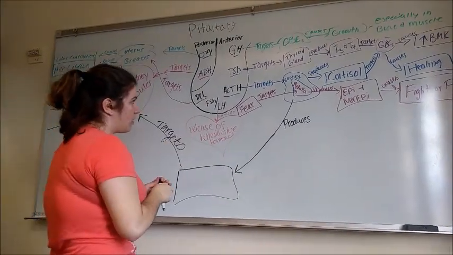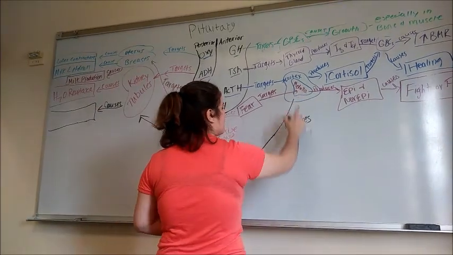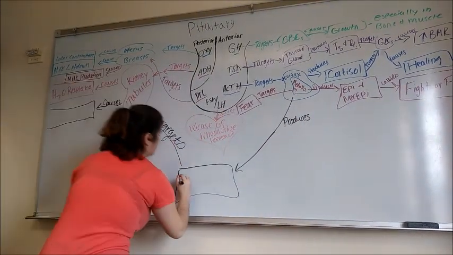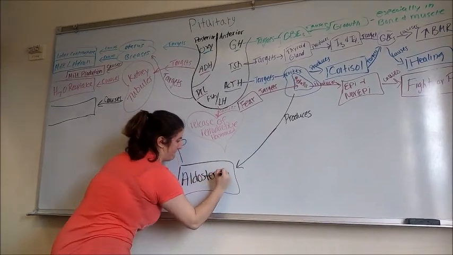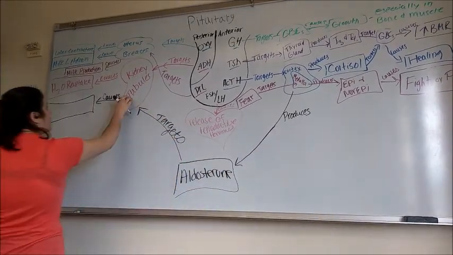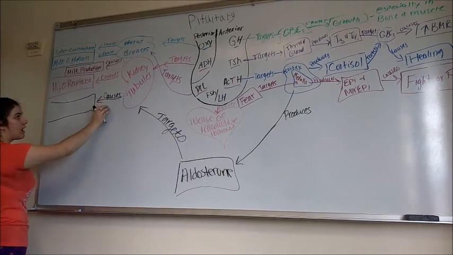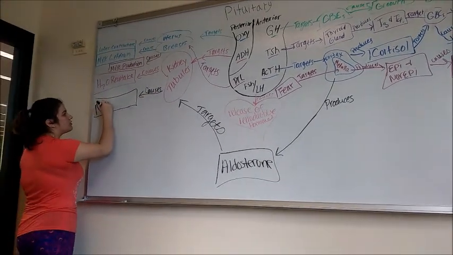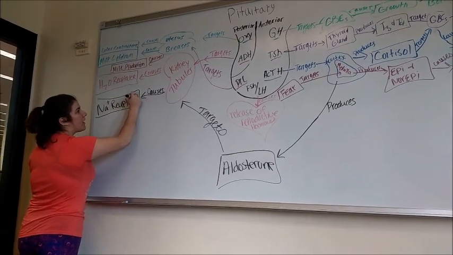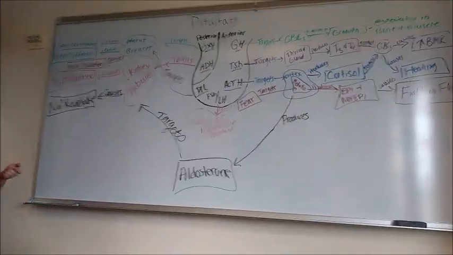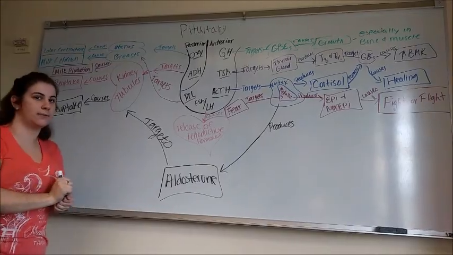Lastly, the adrenal cortex also produces aldosterone, which then targets the kidney tubules and causes sodium reuptake. And that is the pituitary gland, its hormones, and what it does.